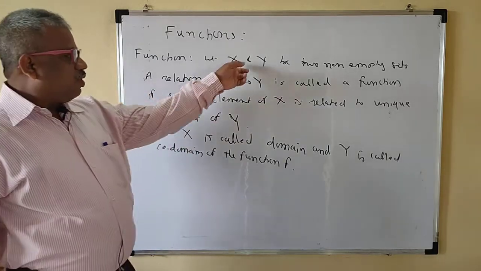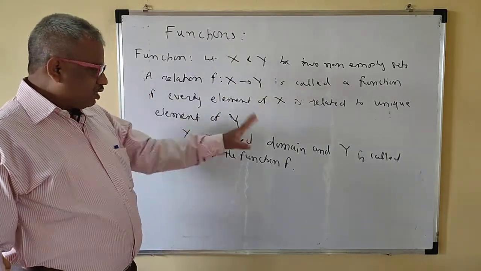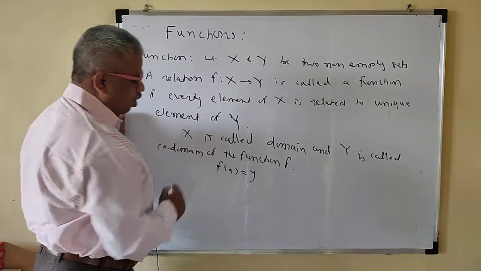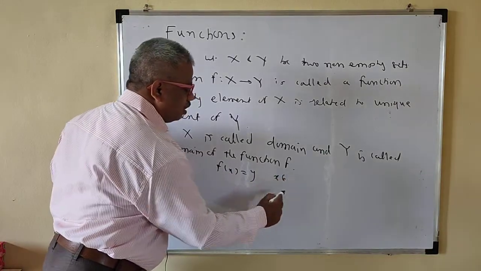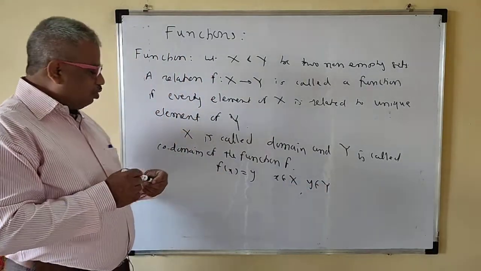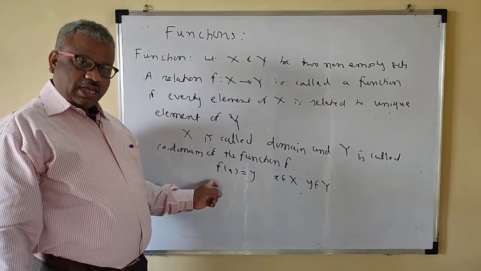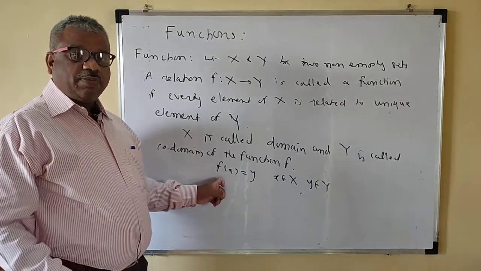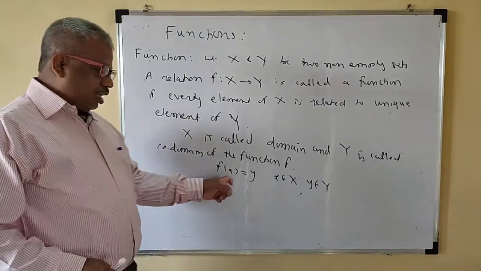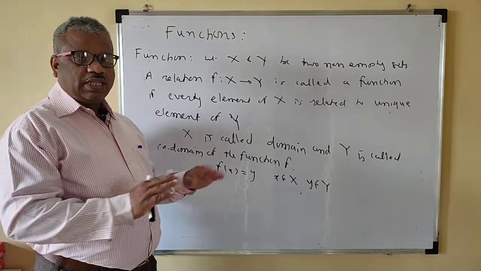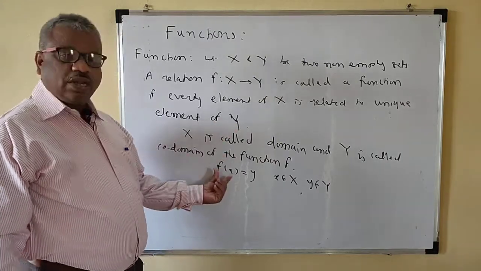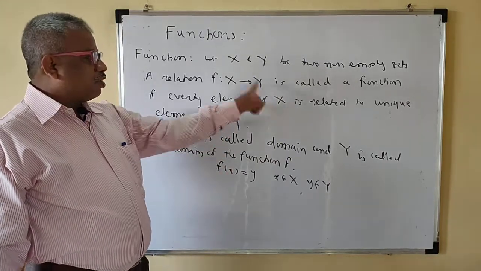So X is the domain, and we write this as f of x is equal to y, where x belongs to X and y belongs to Y. If you want to apply f on an element, you can apply f only on the elements of the domain. So x should be in the domain. Once you apply f on the elements of the domain, the result will be an element of the codomain. That means f of x, which is y, is an element of Y.